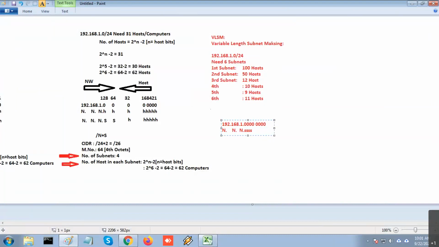1, 2, 3, 4. H. Correct? Right? 31 means N plus S. So 24 was there. You borrowed 7 network bits. Yes. Right? So you got how much? 31. Now, how many hosts will you get if I put /31?